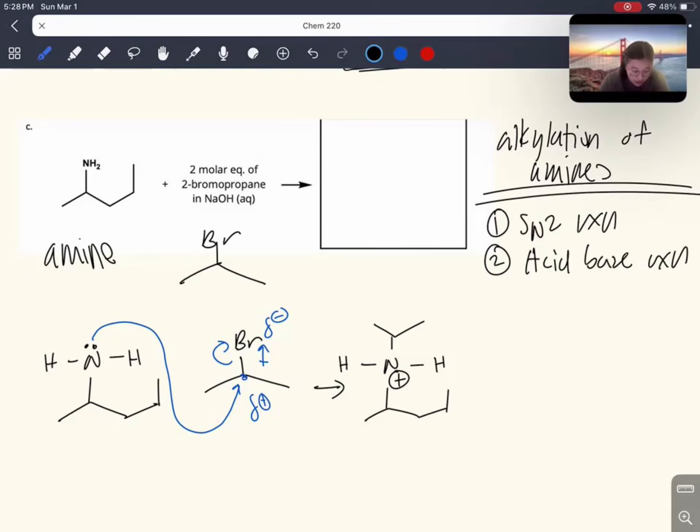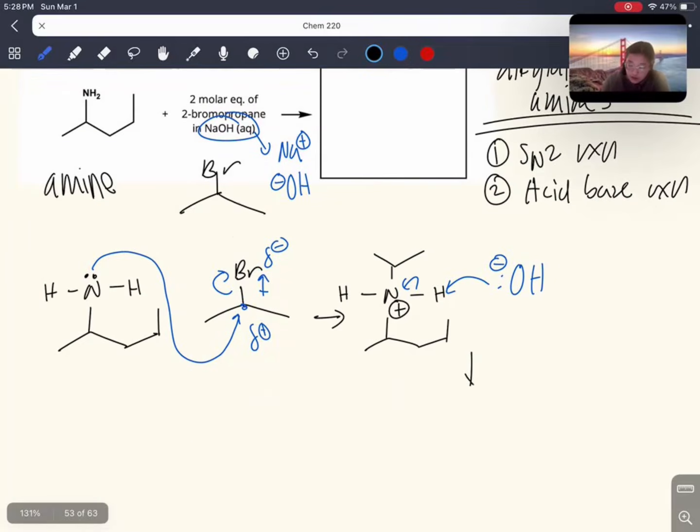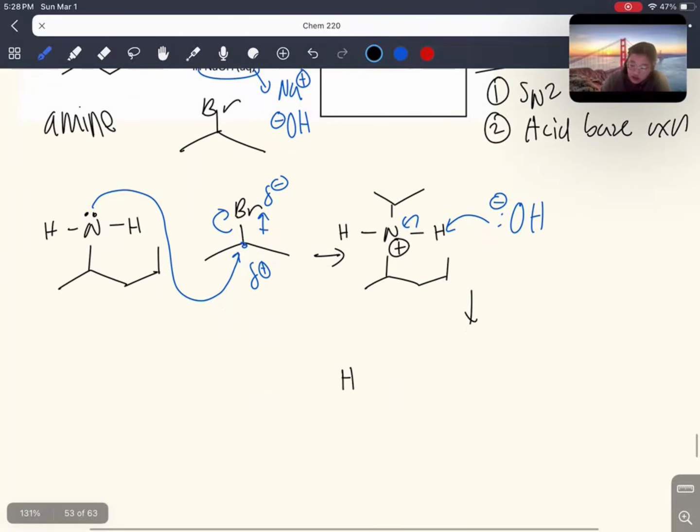So now the thing to remember is that in this reaction, you have NaOH. What is NaOH? NaOH will dissociate into Na plus and OH minus. Why is that useful? That's useful because we can have our OH act as a nucleophile. It can deprotonate our ammonium-like salt, and then we get this molecule over here.